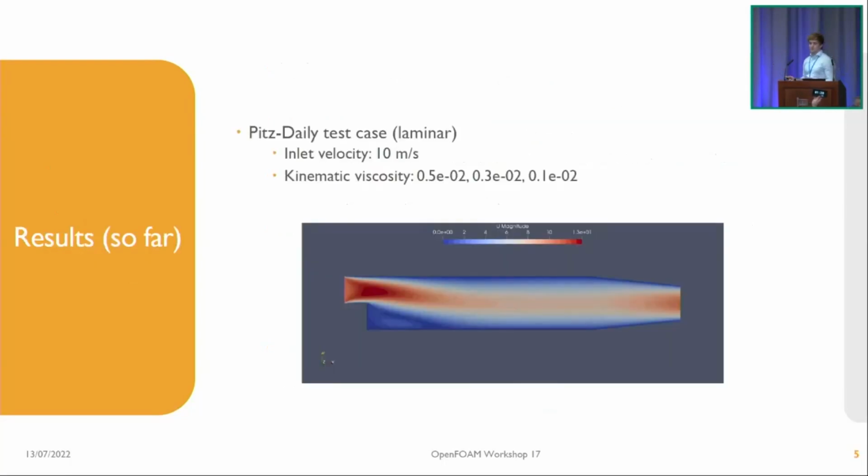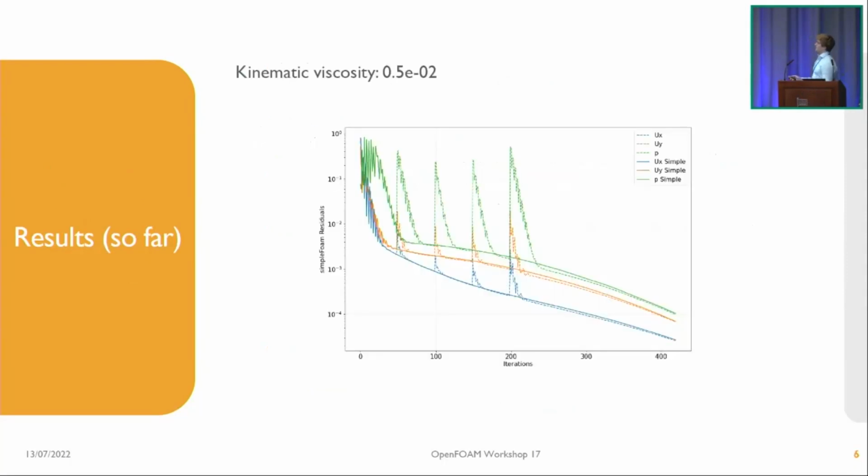So the results so far, I've only got these results in the last 2 weeks, so it's very much a work in progress. For the laminar Pitz-Daily case, you can see here the convergence history, where I'm comparing the corrected case to a normal SimpleFOAM case. The solid lines are the SimpleFOAM case, and these blips are where the corrections are made. As you can see, where the corrections are made, the residuals spike and then they drop down.